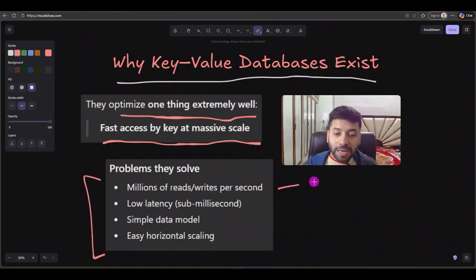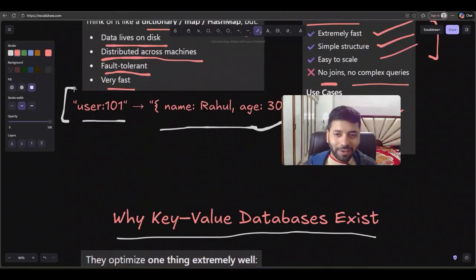So these are the problems which key value database solve. First one being millions of reads or writes per second. Then low latency, simple data model, and easy horizontal scaling. Because it is a NoSQL database, of course horizontal scaling is one of its features. But when we talk about quick access based on key, key value databases are best at that. Okay, and also you could clearly see it has a very simple data model, like you put the key and corresponding to it you can put the data.